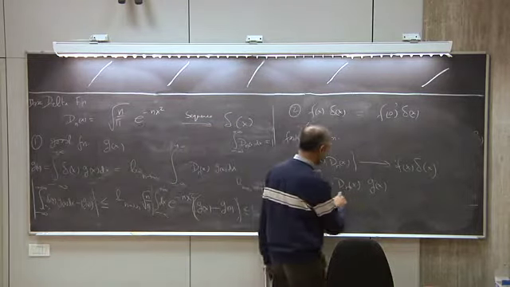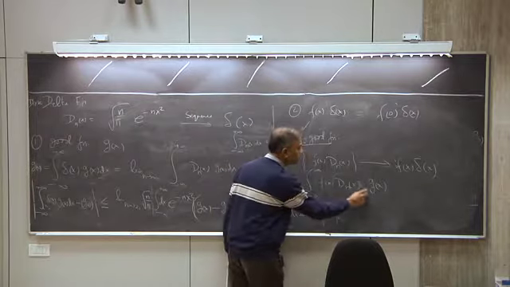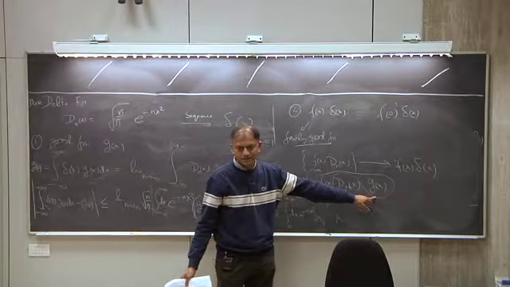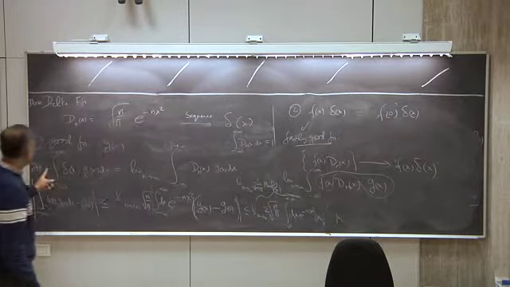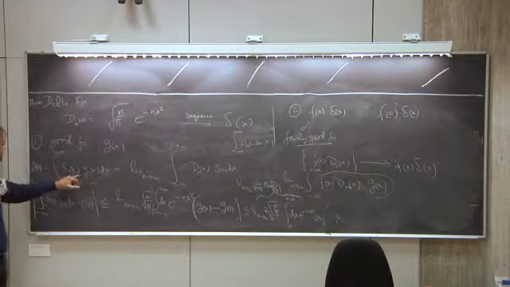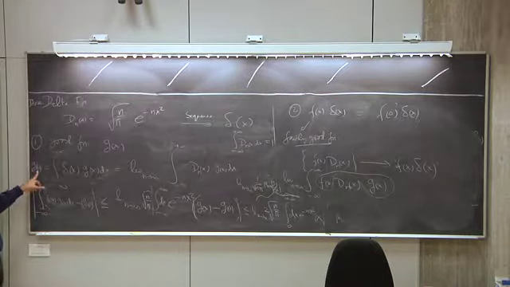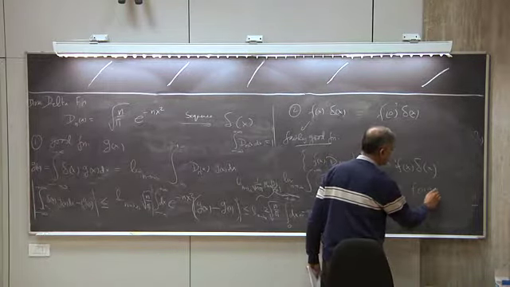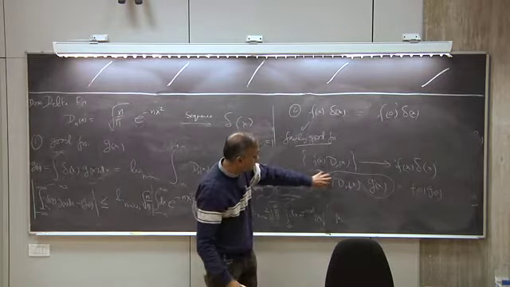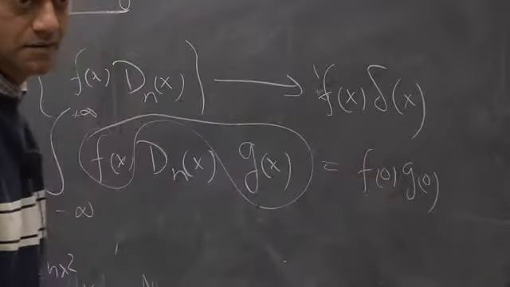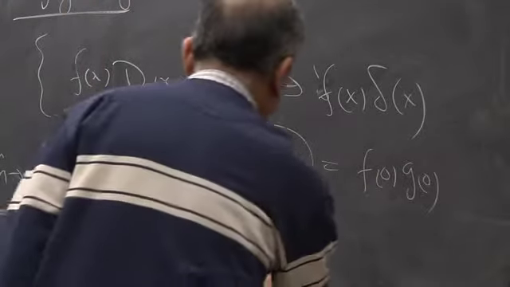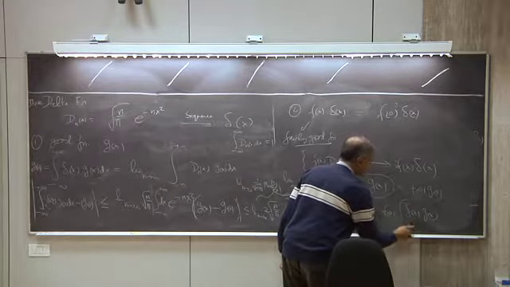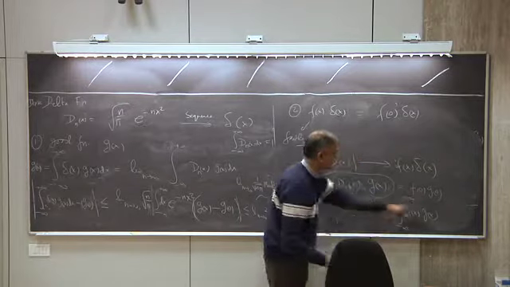But that's the same as d_n of x multiplying this good function. After all, f of x times g of x is again a good function, right? But we have already shown that for any good function here, this integral is simply that function evaluated at 0. So therefore, this is going to be equal to f of 0 times g at 0, because now I'm taking the good function to be this times that, right? But that is the same as f of 0 times the integral delta x g of x, right? Because g of 0 is the same as that.